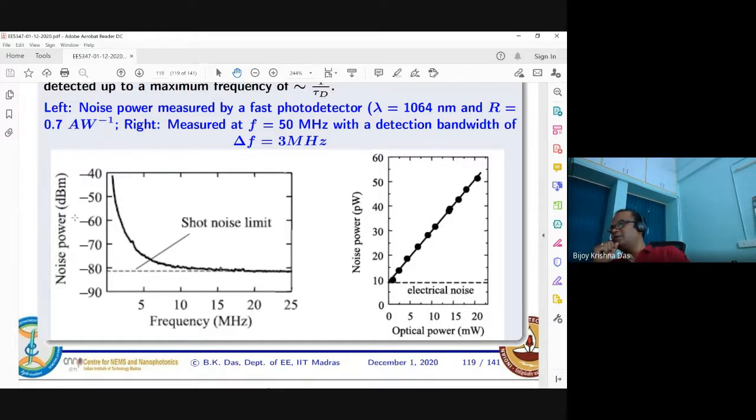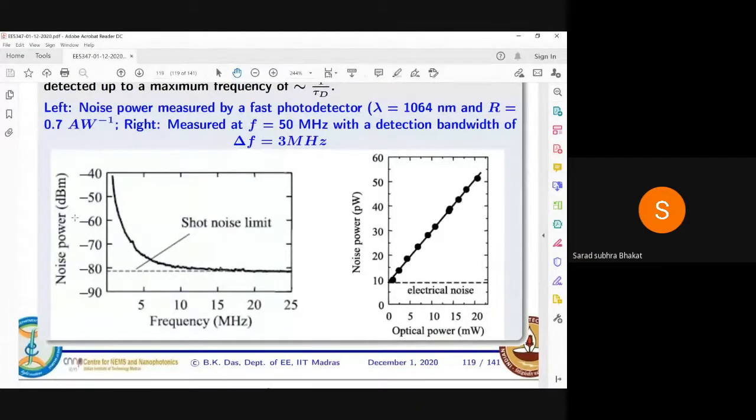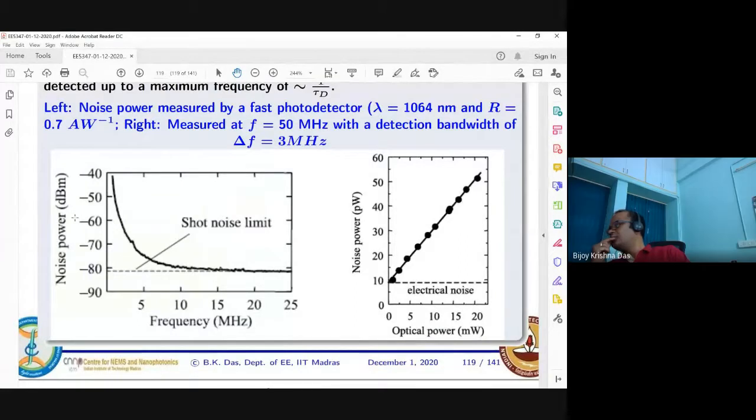Is that clear? 1 watt means 1000 milliwatt. 1000 milliwatt means 10 to the power 3. Take log, what do you get? 3. Are you following? Sharad? Sir, I get it. You got it? Yes, sir. So you have to convert power into milliwatt, then whatever you get is dBm.